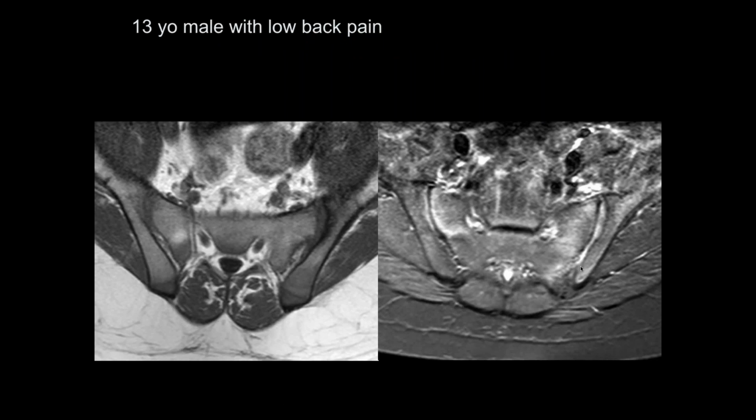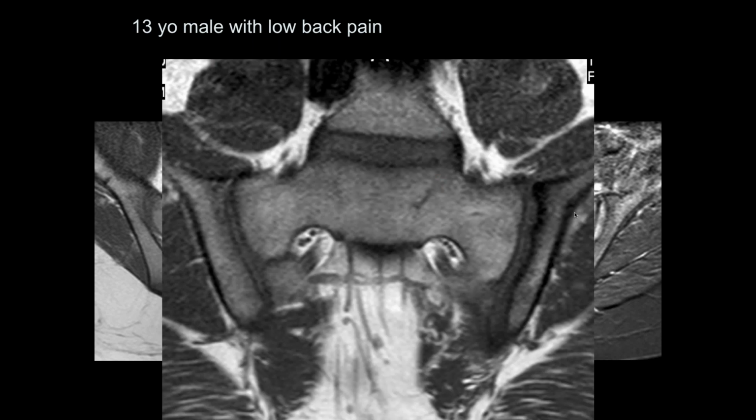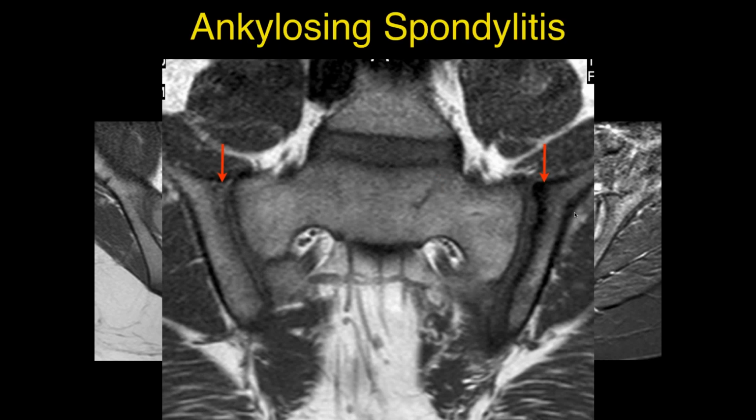13-year-old male. Okay, so 13-year-old male with low back pain. Again, we're seeing extensive edema within the bilateral sacroiliac joints, both sides here. And then here are the coronal images. Also, we're seeing the low signal intensity along both sides of the SI joints, probably so edema. This is another patient with ankylosing spondylitis.